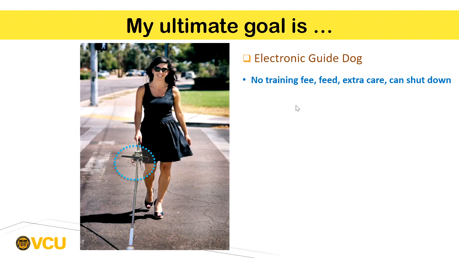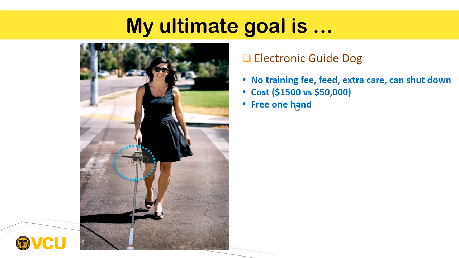And my ultimate goal for what I'm doing, I name it an electronic guide dog. Compared to the guide dog, this small device in the right hand does not need a training fee, does not need to be fed, does not need actual care, and can easily be shut down. The guide dog can never be shut down. And also, the cost may be $1,500 versus $50,000 for a trained dog.